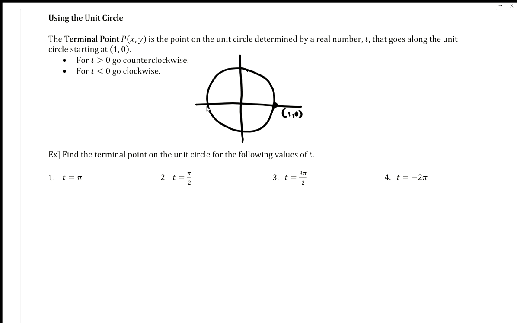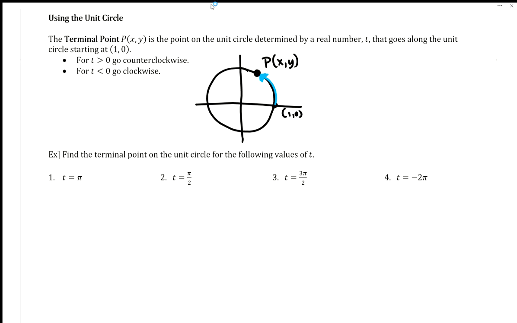It says the terminal point P(x, y) is the point on the unit circle determined by a real number t that goes around the circle starting at 1, 0. So what they mean by this, for our real number t, is if we start at 1, 0 and go some direction or some length around the unit circle, and then have it stop, I'm just having a little arrow, and let's put a big dot right there. They're saying that is the terminal point, some point on the unit circle found using some distance starting at 1, 0 and going around.